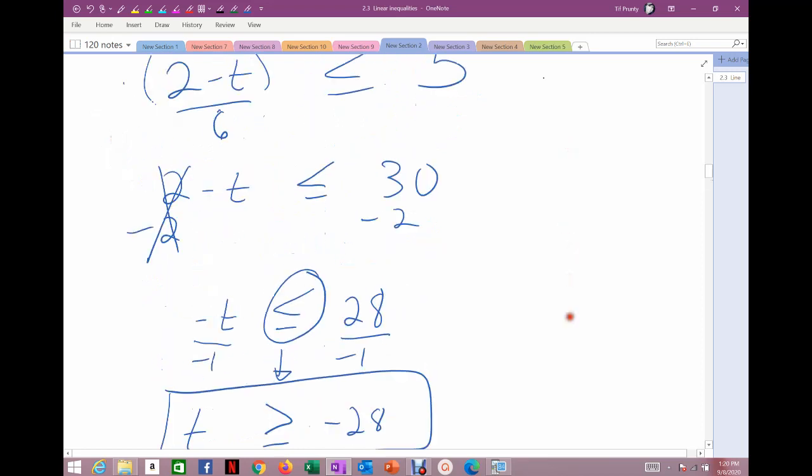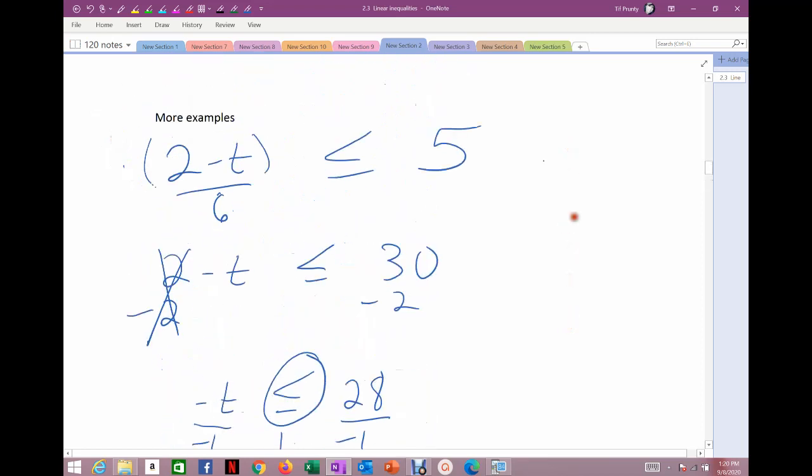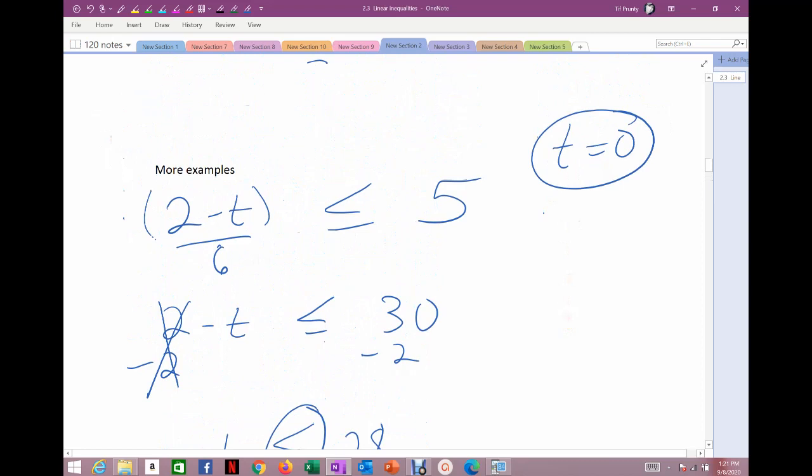0 is greater than negative 28, right? So if I test this out and I plug in t equals 0, because 0 is bigger than negative 28, and I plug 0 into this, well, this will 0 out, and so I'll get 2 over 6 is less than 5. Well, 2 over 6 is 1/3. Well, 1/3 is less than 5, and so that's true, so it checks.